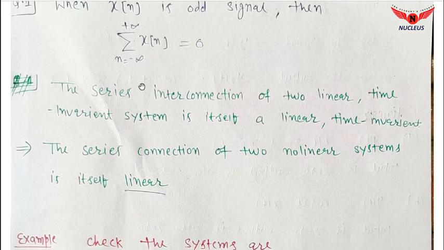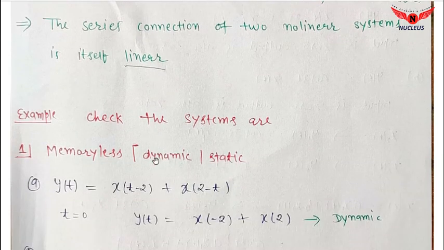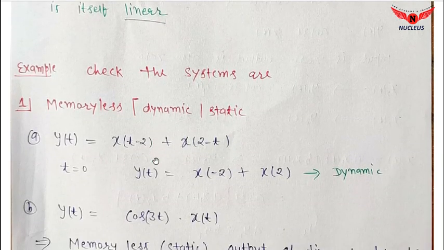And the next point to remember: the series interconnection of two linear and time invariant systems is itself a linear and time invariant system. Second point, the series connection of two nonlinear systems is itself a linear system. Let's check some examples here.